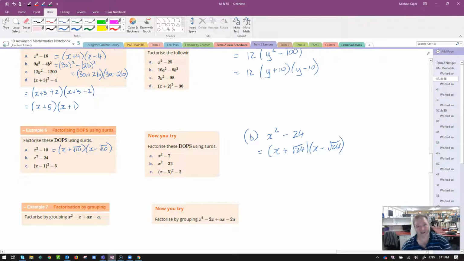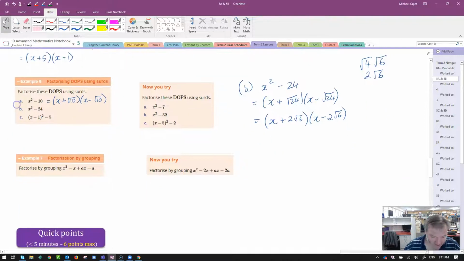But being fantastic Year 10 students, you wouldn't be rude and leave your answer with a non-simplified surd. You would simplify that. Root 24, remember, is root 4 by root 6. Square root of 4 is 2. I could just write it as 2 root 6. That'd be a lot nicer, wouldn't it? So this is going to be x plus 2 root 6, x minus 2 root 6. And that's a nice answer there.